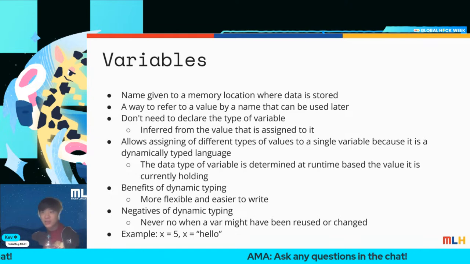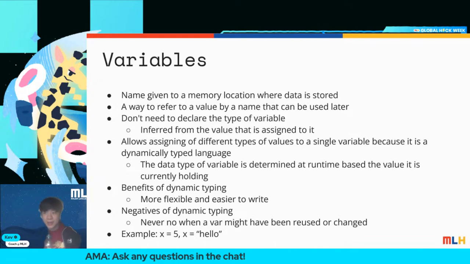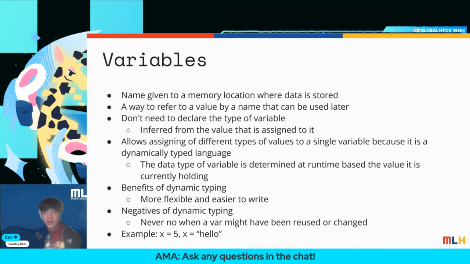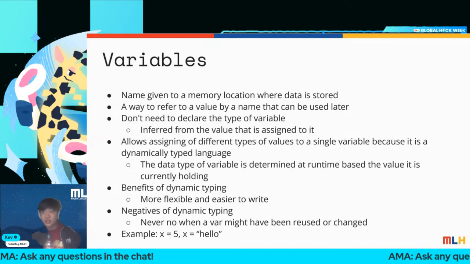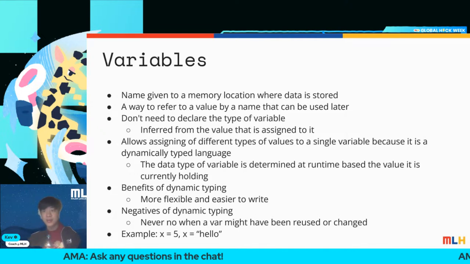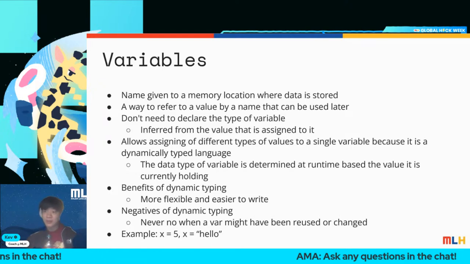Python does something called dynamic typing, which essentially infers the type of the variable through the value that is being assigned to it. So this allows the assigning of different types of value to a single variable because Python is a dynamically typed language. That means the data type of a variable is determined at runtime. Whatever it is currently holding is the type of the variable, which is super dangerous.